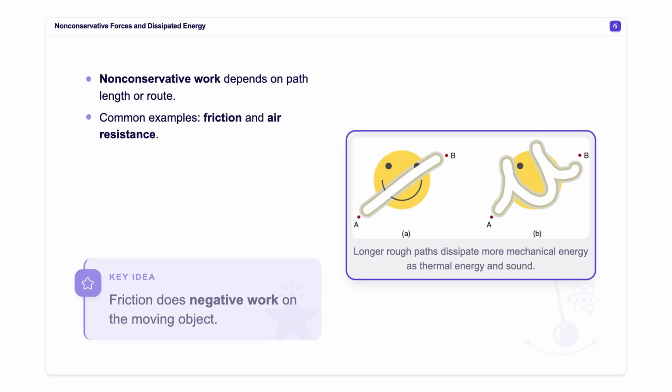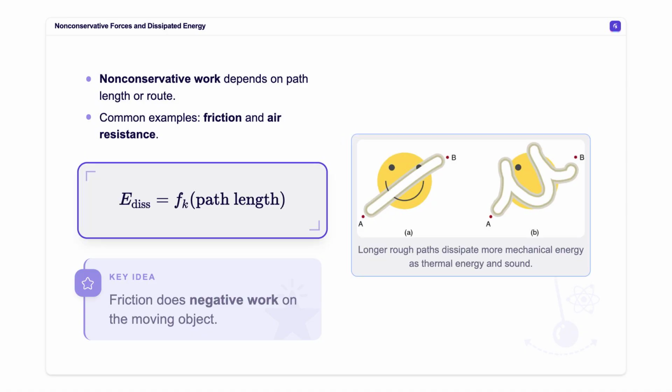Look at the rough paths in the picture. The longer the object scrapes along the surface, the more mechanical energy gets transformed into thermal energy and sound. For kinetic friction, we often model the dissipated energy as the kinetic friction force times the path length. Here, dissipated energy means mechanical energy that has been spread out into less useful forms, mostly heat and sound.